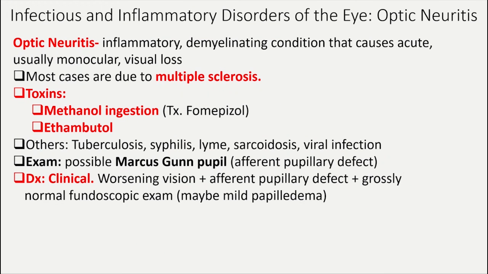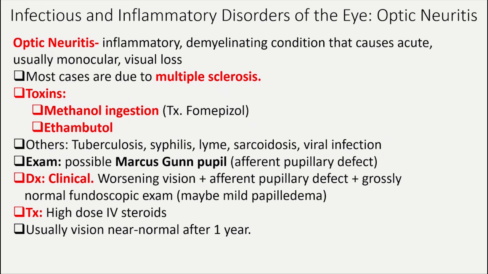The diagnosis is clinical. How you make the diagnosis is worsening vision, afferent pupillary defect plus grossly normal fundoscopic exam. But there may be mild papilledema. Of course, you can do imaging to check for lesions and such. The treatment is high-dose IV steroids. Usually, they'll have normal vision within 1 year.